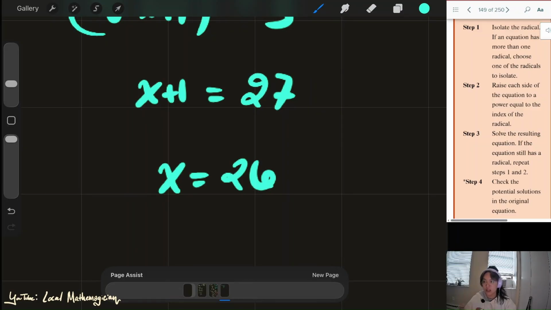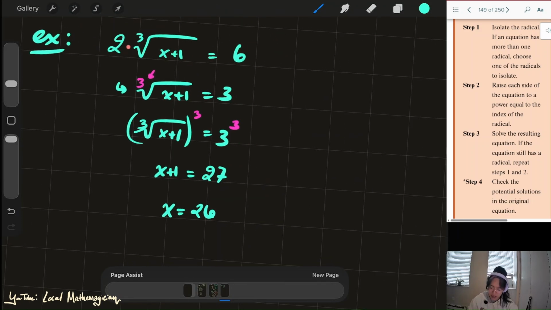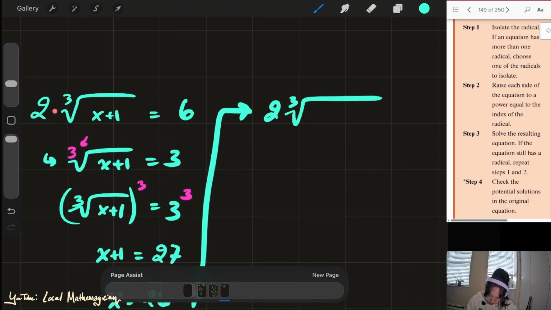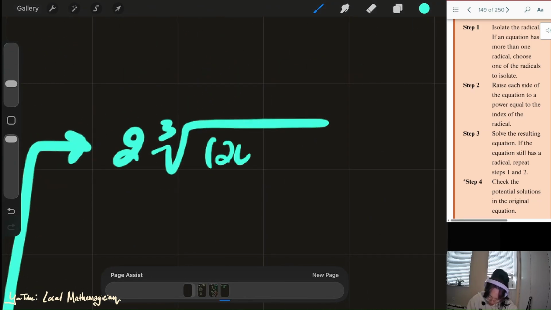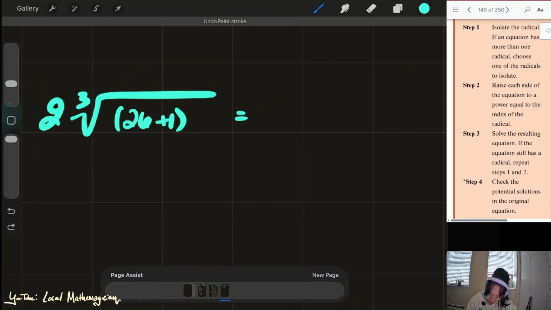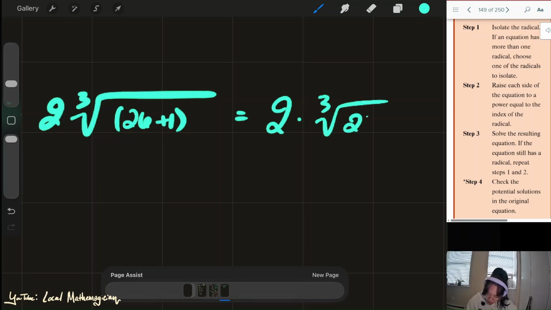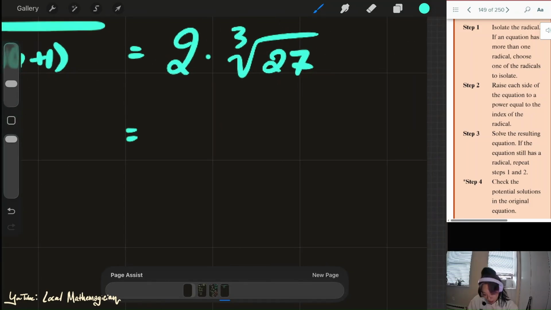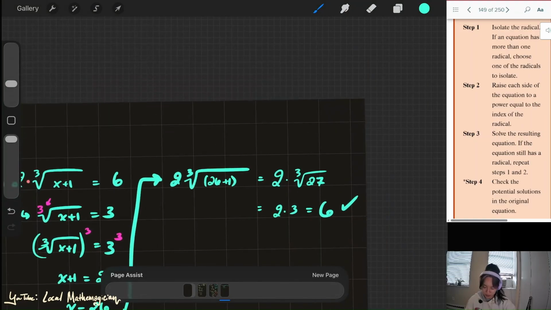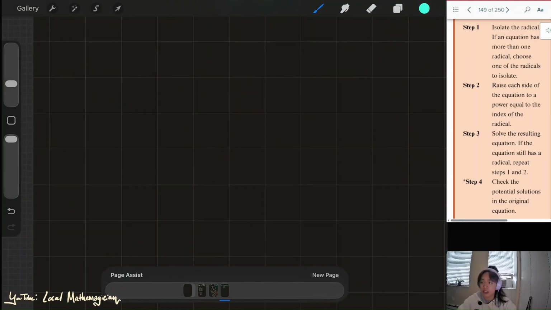Of course, check your solutions anyway. Even if it's not extraneous, you might have goofed up. It happens to the best of us. So you say 2 cube root of 26 plus 1 is equal to, what is it equal to? This is 2 times the cube root of 27. Cube root of 27 is 3. 2 times 3 is 6, and we are done. Always check your solutions, even if you're raising to an odd power, because you could still mess up. Now, let's work on multiple radicals.